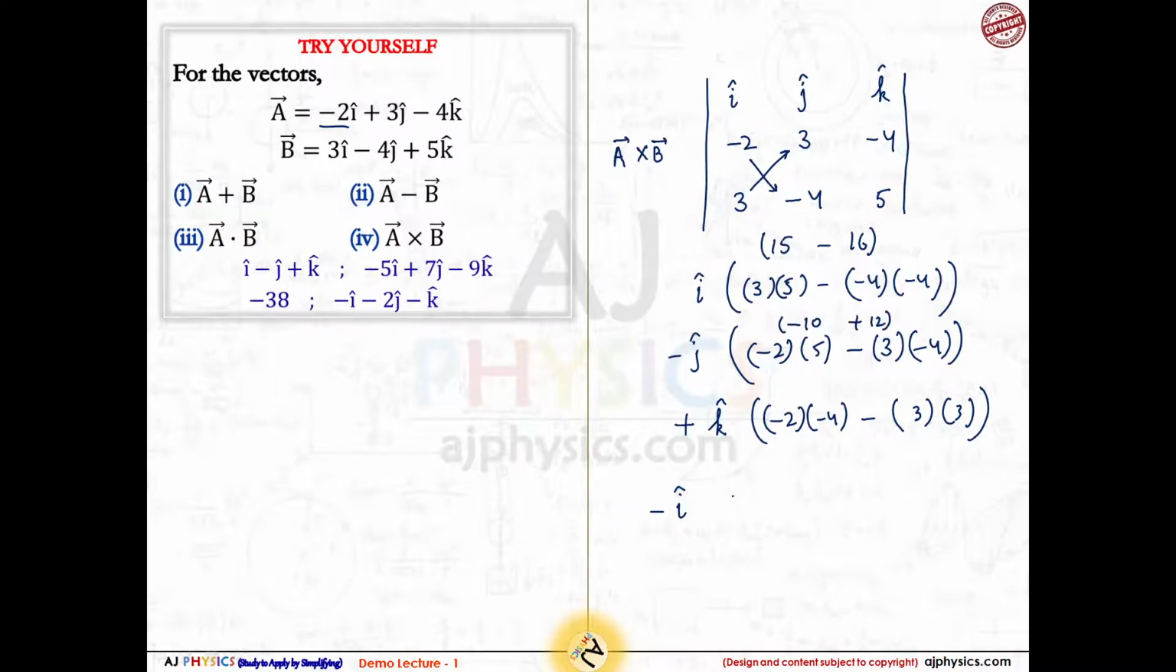So this would be 2 and it should come out as a negative outside because there is a negative here. Then we have in the end, this is 8 minus 9. So that will be minus 1. That's minus k cap. So here we have the answer. So this is the way you have to proceed with the basics of the vectors.